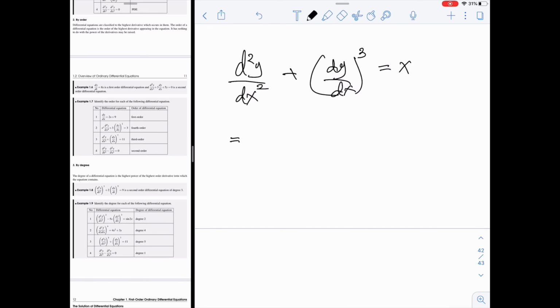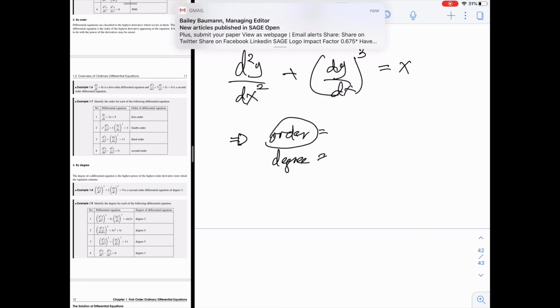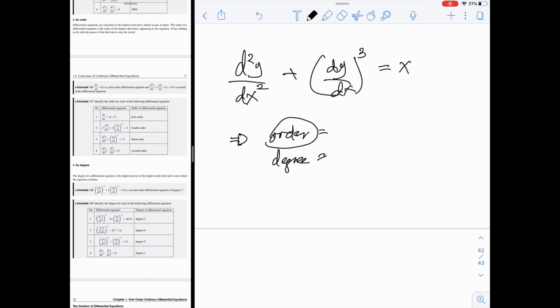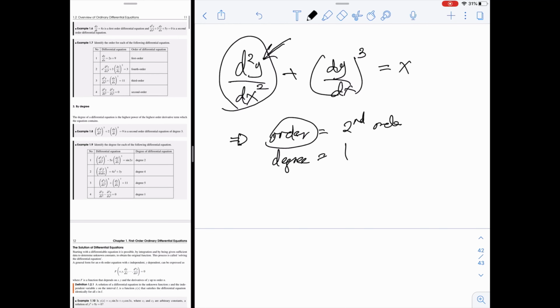You need to check the order first before you go to degree, because the degree is determined by the term you considered to find the order. So from this one, the term that contributes to the order is this term. The order is second order, and the degree is 1. You cannot choose the other term, because the order is taken from this term. So it's easy, right? You just need to understand.